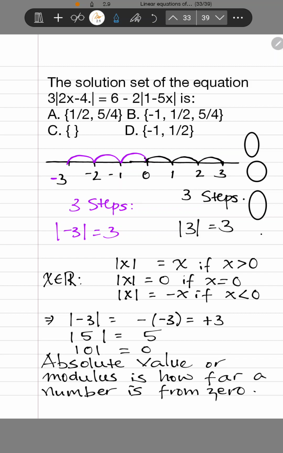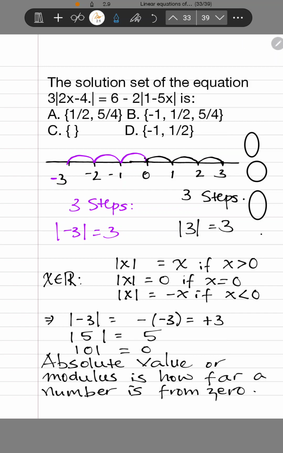This question is a multiple choice question. It says, what is the solution set for the equation 3 times the absolute value of 2x minus 4 is equal to 6 minus 2 times the absolute value of 1 minus 5x. Choices are given here. But let's solve how we can reach the correct answer.